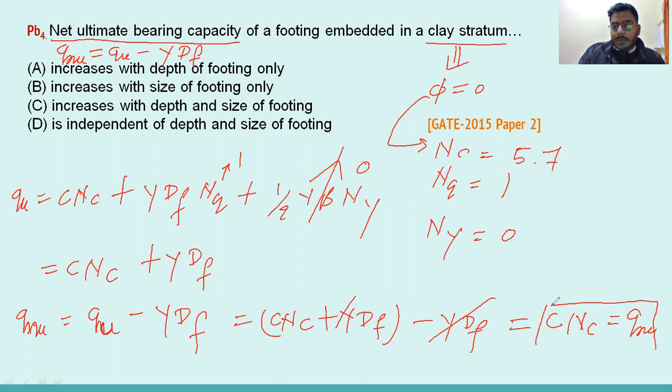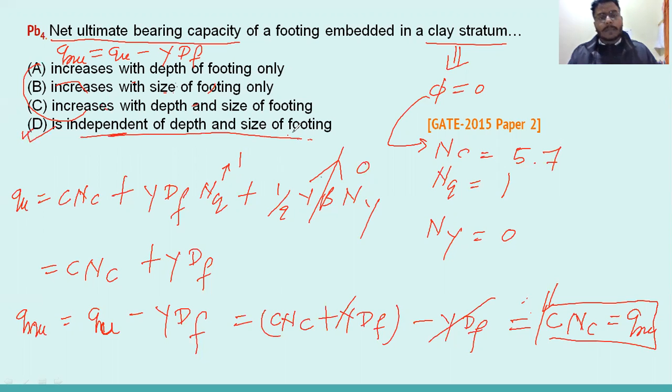So you can see in this expression, the net ultimate bearing capacity of a soil depends only on c, because Nc we have 5.7. So in this question, you can see it's independent of depth and size of the footing, because it's only depending upon the cohesion. If it is mentioned in the option, it will be there. So it will change by changing the cohesion, so we can select that option. But here you can see it is changing only in the dimension. So option D is correct. It is independent of depth and size of footing.